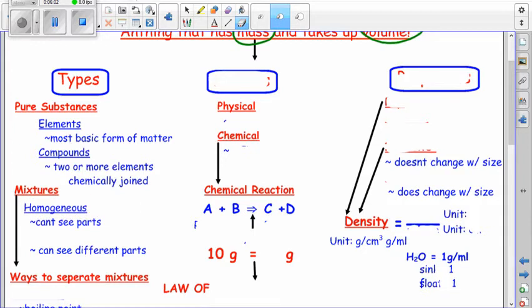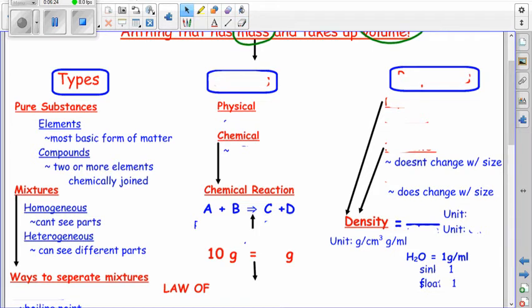Homogeneous. Remember, homo means same. Geneous means look, so it looks the same throughout. And heterogeneous. Hetero means different. Geneous means look. It looks different throughout. Okay. And you should be able to see the different parts. So, for example, a fruit salad, you can be like, that's a strawberry, that's a grape. Like, you can see the different pieces in there. That's what makes it heterogeneous.